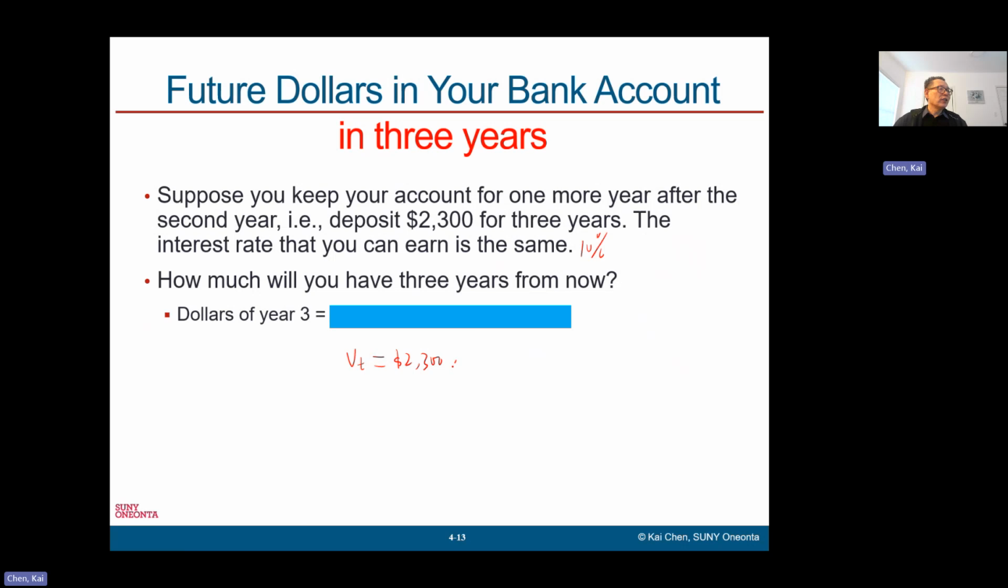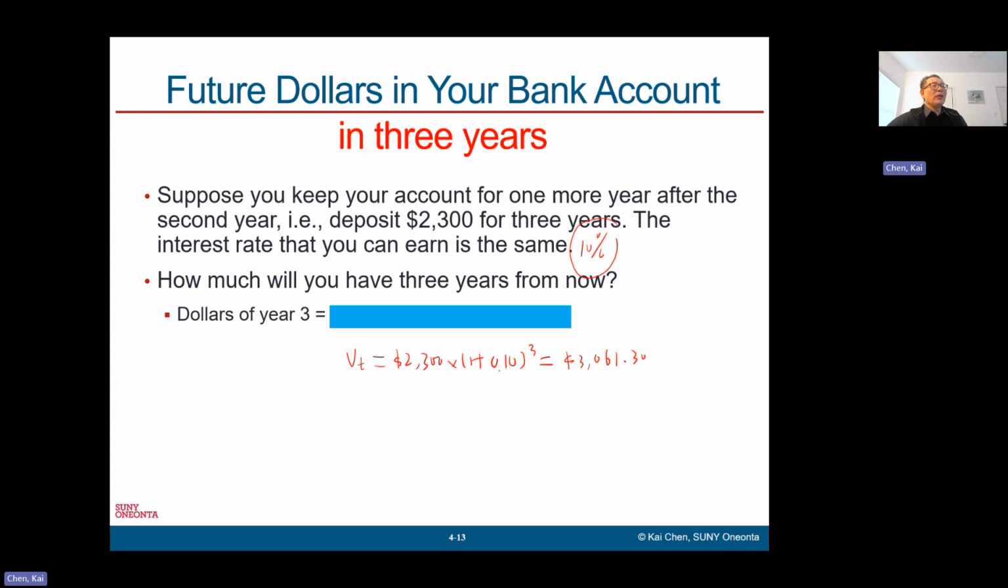$2,300 times 1 plus R. R is 10%, right? That is 0.10, because in this formula we have to use the decimal and then raise it to the power of 3, the third power. It is easy to get the result. The result of this calculation is $3,061.30.